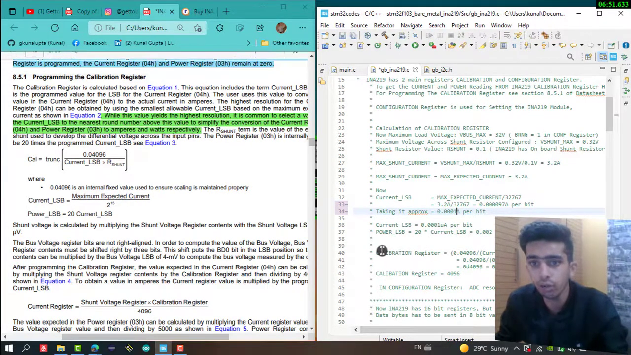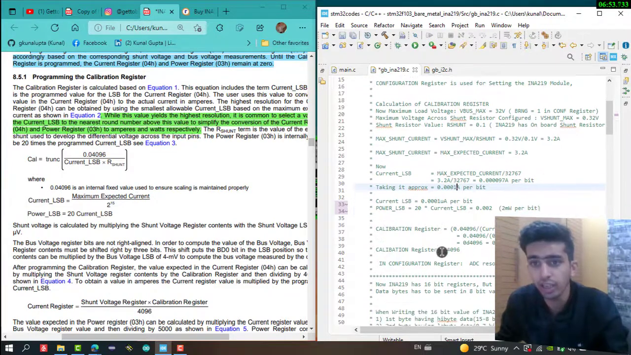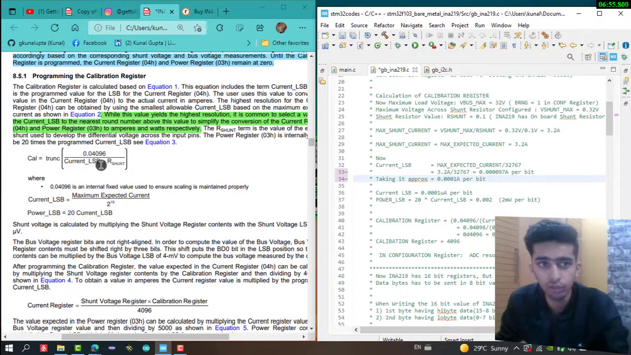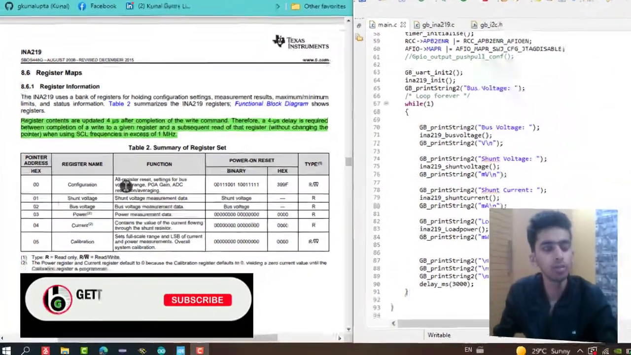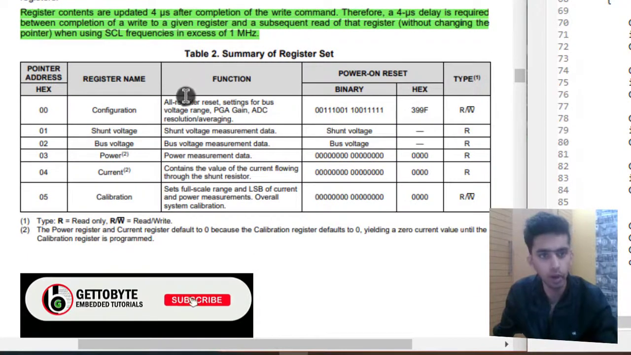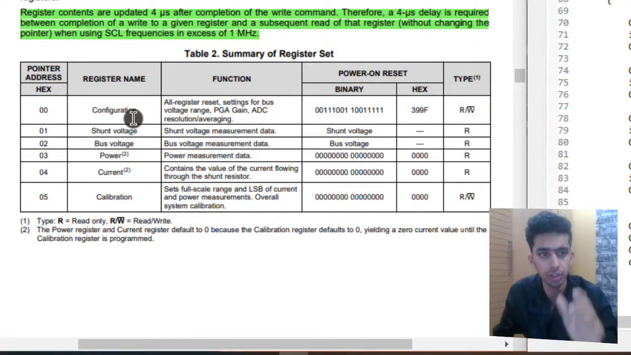Now from this we will calculate the calibration resistor value, and the calibration resistor value according to this formula will be this, and we will get it to be 4096. So now coming to the register maps of our INA 219. The INA 219 has only 6 registers: configuration register, shunt voltage, bus voltage, power, current readings, and the calibration register. Out of all these 6 registers, the 2 very important registers are the calibration and the configuration registers.